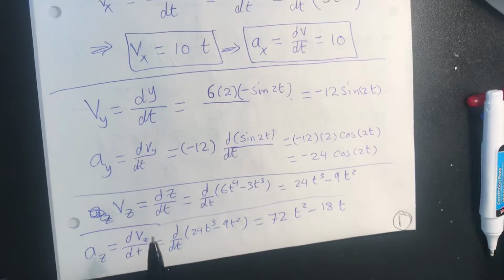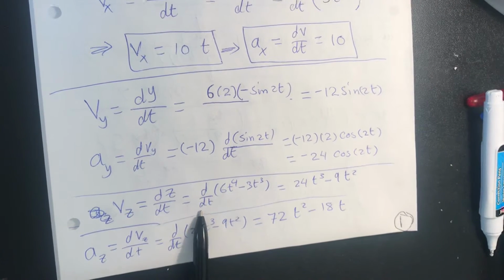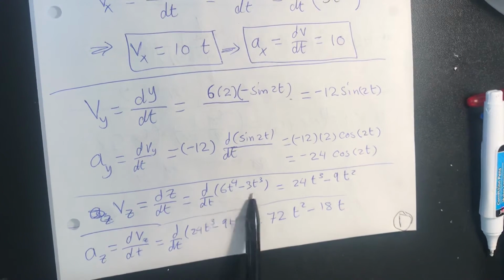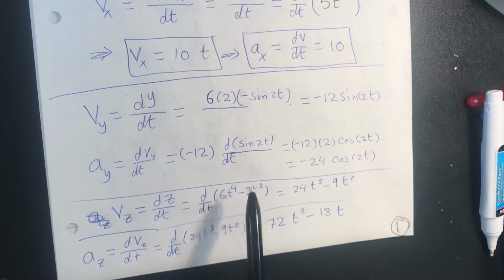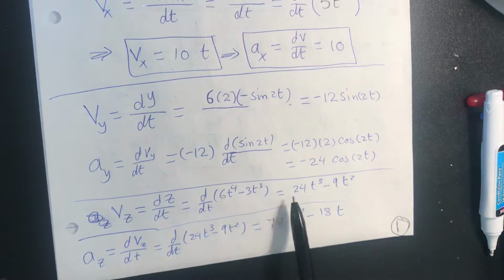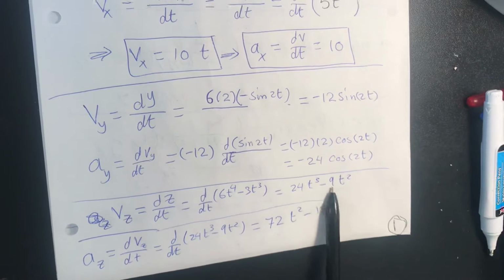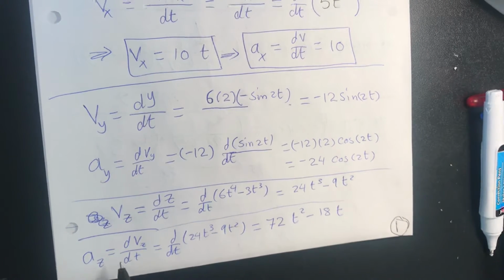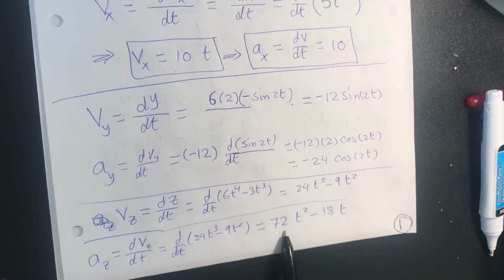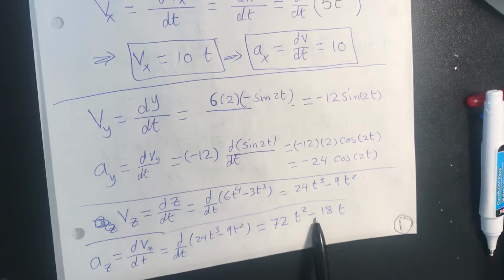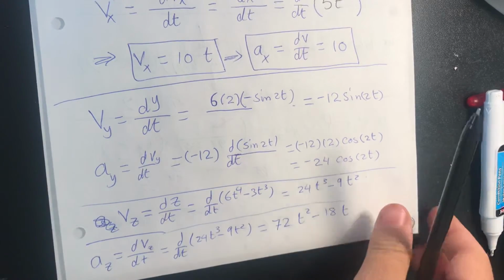What about the z direction? The velocity in z direction is the derivative with respect to time of the z component of the position vector, which is 6t to the 4 minus 3t cubed, which is equal to 24t cubed minus 9t squared. And the acceleration is the derivative of this function of time, which is equal to 72t squared minus 18t when we differentiate this with respect to time.